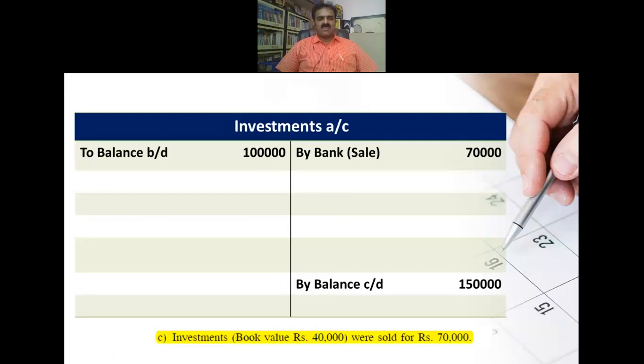Now the adjustment is where the investments were sold at 70,000 rupees. Therefore, any kind of a sale appears on the credit side of the asset account. That is by bank sale is 70,000. As the book value is 40,000, sale value is 70,000. So therefore, there is a profit on sale to the tune of 30,000 rupees, that is on the debit side of the investments account. So sale value appears as 70,000 and profit on sale is 30,000 rupees. Book value is a part of the closing value, so it doesn't come anywhere. Therefore, there is the adjustment.